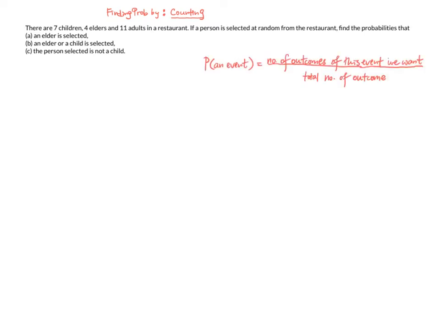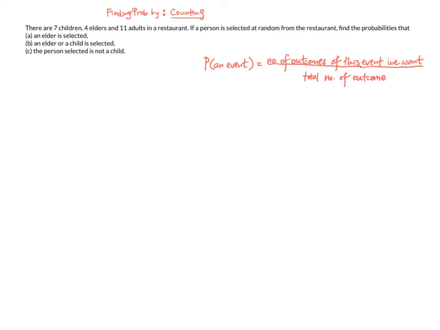So to refresh your memory, the probability of an event that we want is a fraction. The numerator is the number of outcomes favorable to this event that we want, and the denominator is the total number of outcomes. And note that all these outcomes have the same likelihood to happen.